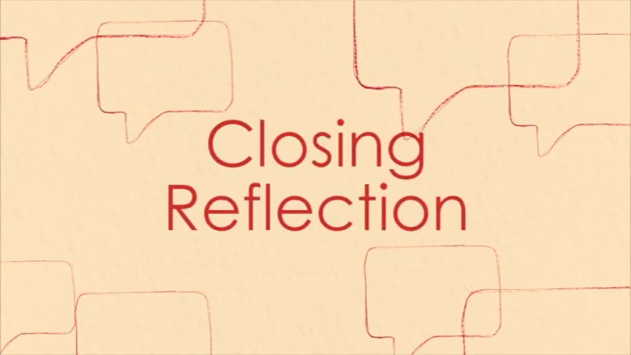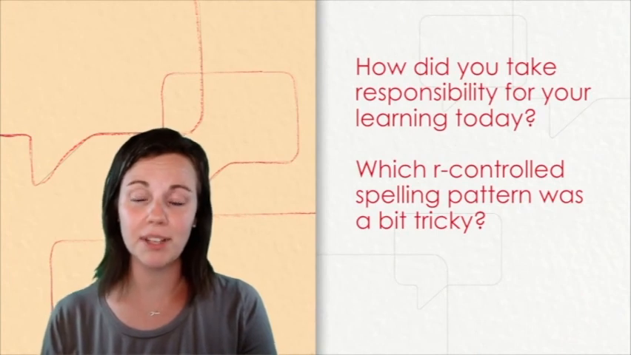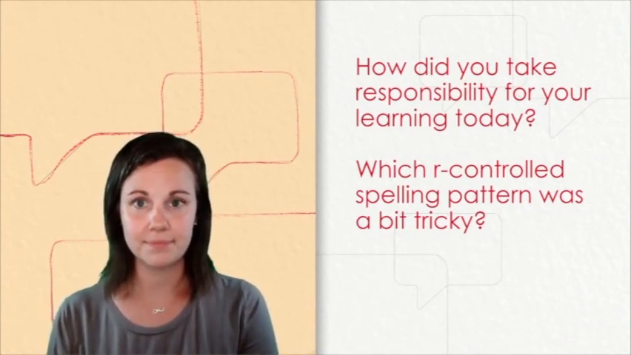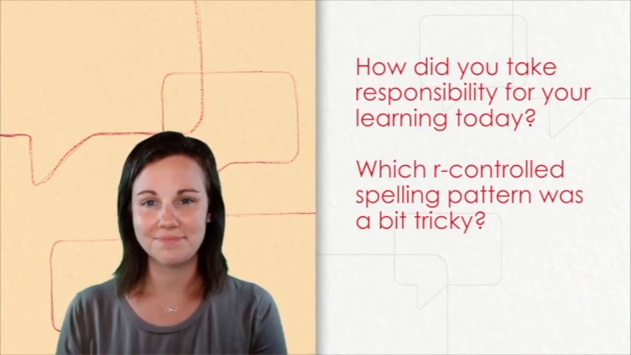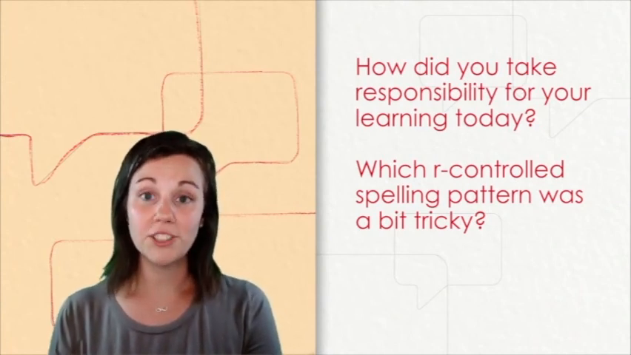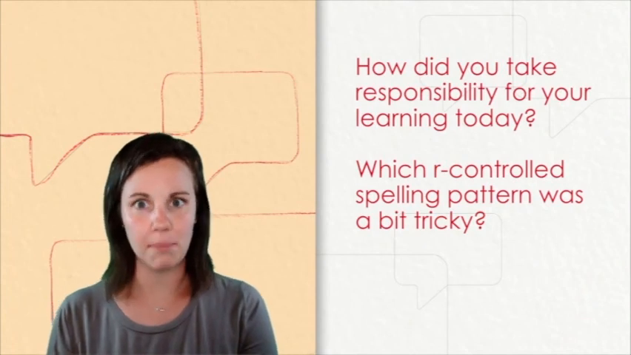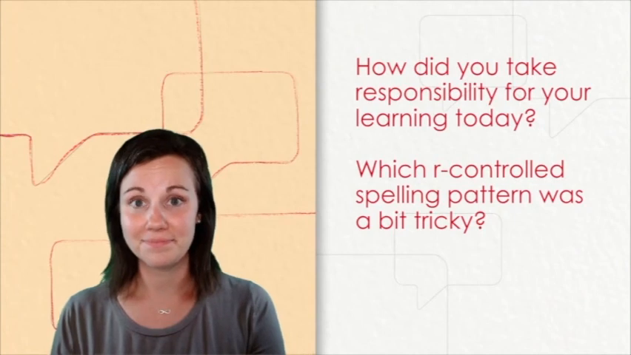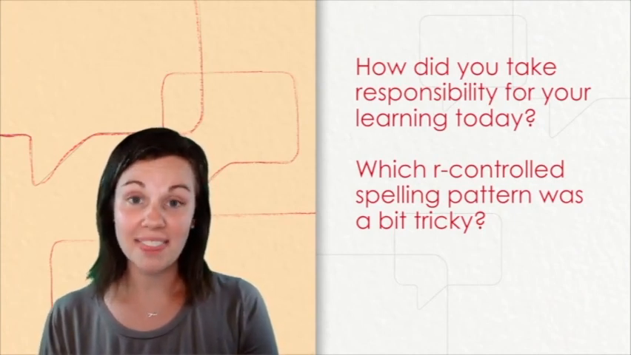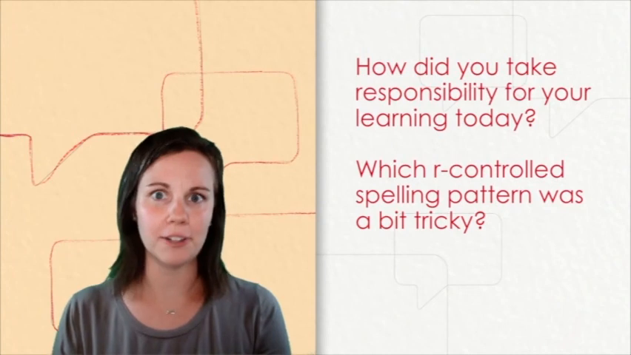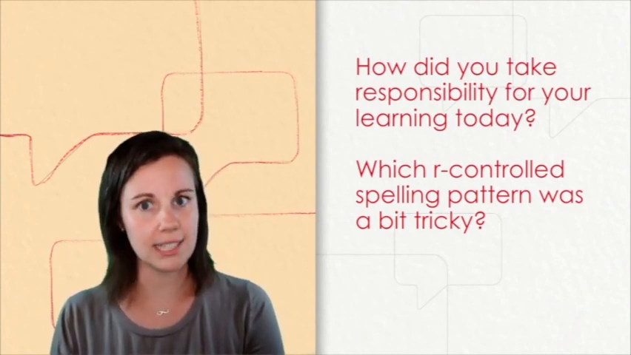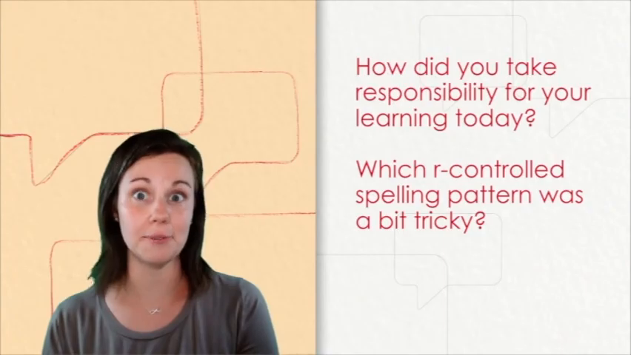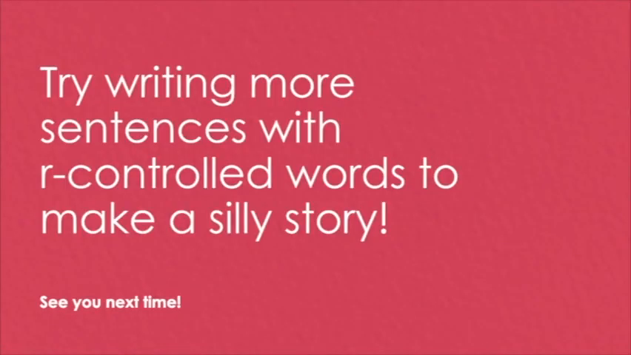Closing reflection. How did you take responsibility for your learning today? Which R-controlled spelling pattern was a bit tricky? I bet that E-R, I-R, U-R pattern was the trickiest. It's confusing to have three different ways to spell one sound. Try writing more sentences with R-controlled words to make a silly story.